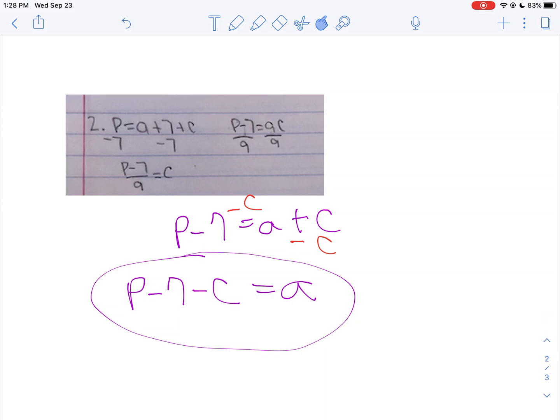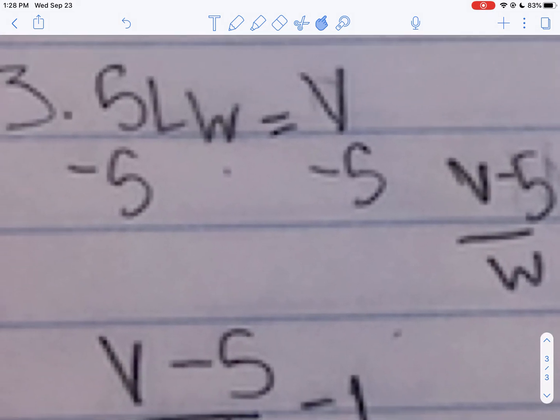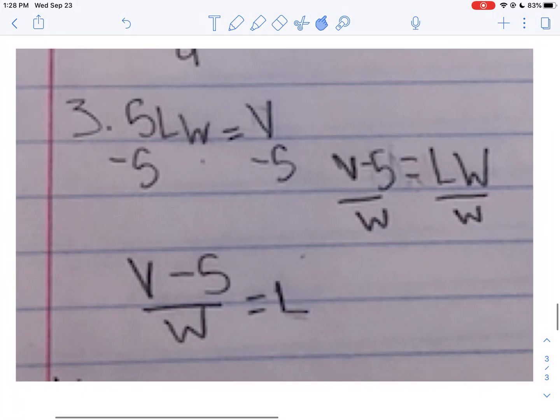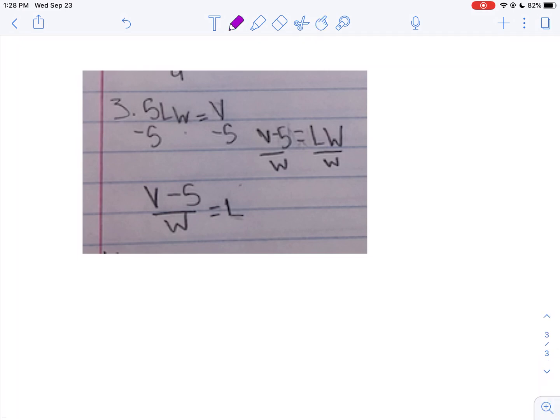Okay, let's take a look at another question. Question 3. Here's my question for you. If you're going to subtract 5, that means the opposite of subtracting is adding. Where's the plus sign? There's no plus sign here, so you're not adding. You're multiplying 5 times L times W. And you want to get L by itself, right? So this was actually simpler than the way you did it.